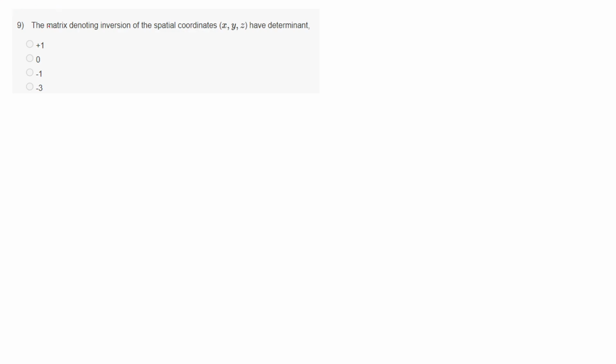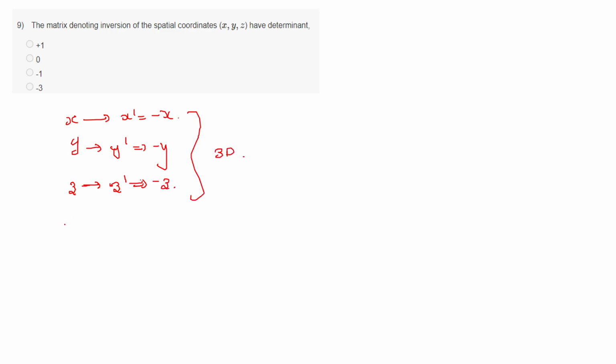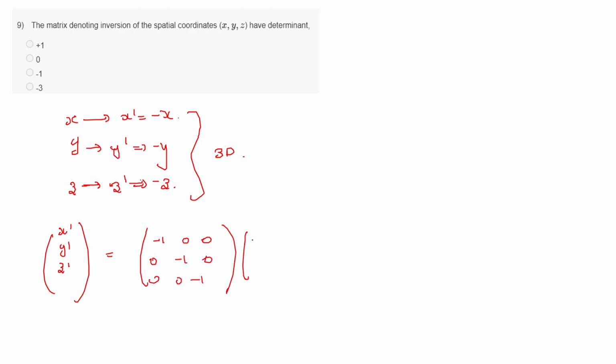Okay, so inversion corresponds to the transformation of the coordinates, like x changes to x dash, that is nothing but minus x. y changes to y dash, that is minus y, and z changes to z dash, that is minus z. This is in three-dimensional space we are discussing. Now the transformation matrix, we can write it as the column matrix x dash, y dash, z dash equals the matrix minus 1 0 0, 0 minus 1 0, 0 0 minus 1 times x y z. If you multiply it, you will get minus x, minus y, minus z.